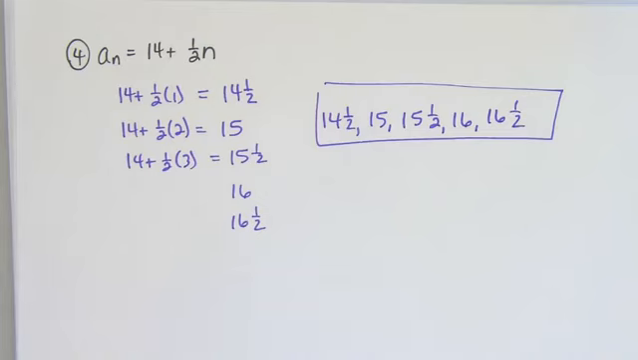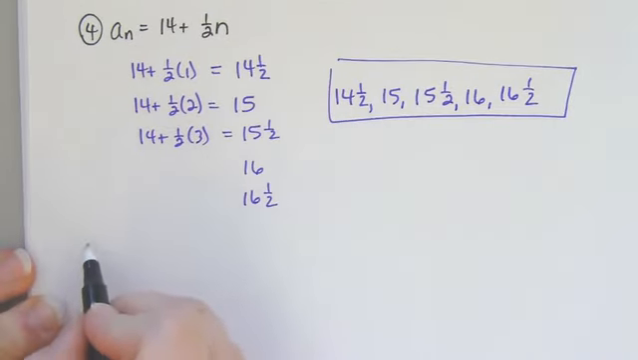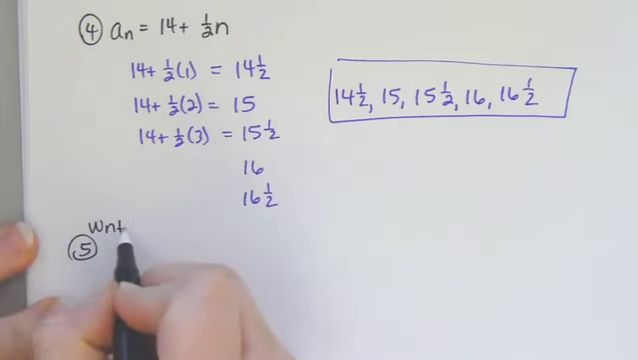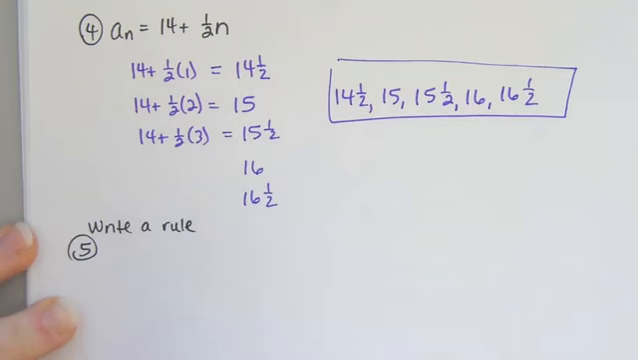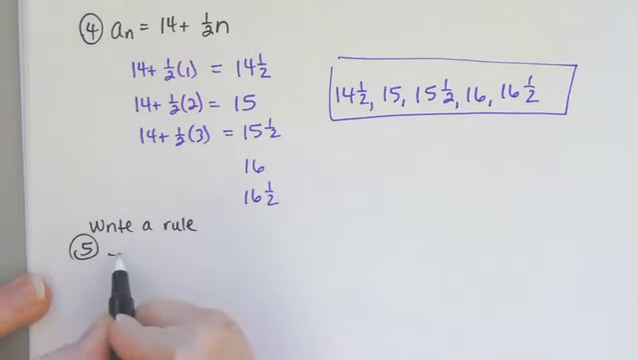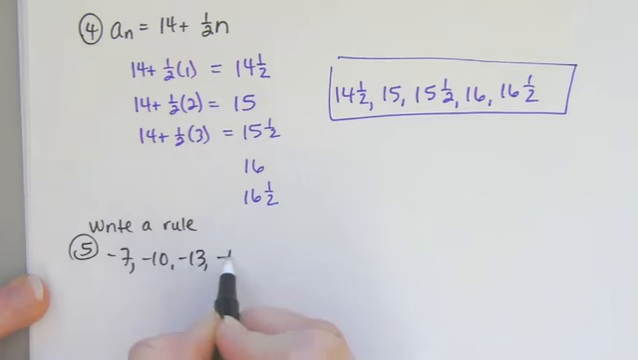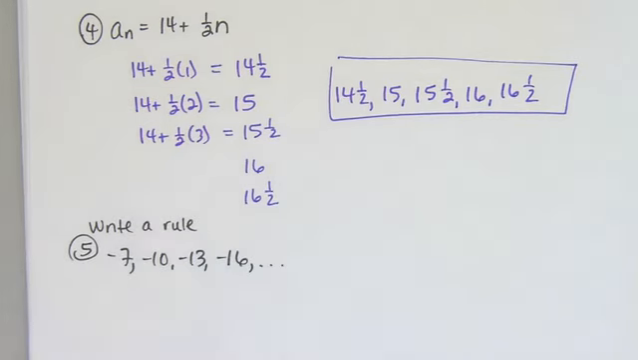All right, I'm going to give you guys a couple different parts here. I'm going to give you a list and I want you to write a rule. So now I want you to write a rule given this list. So -7, -10, -13, -16, on and on.